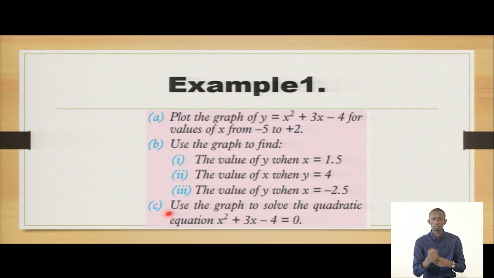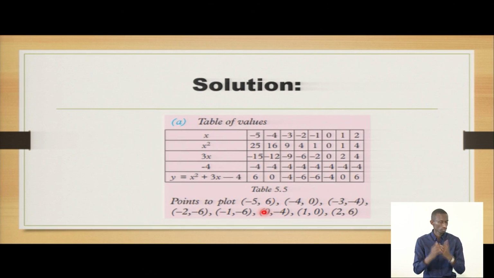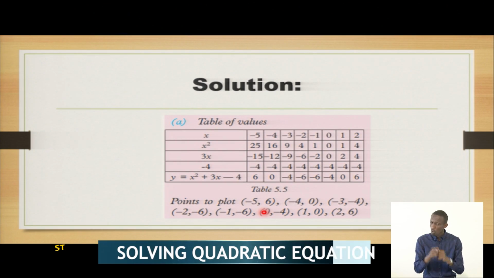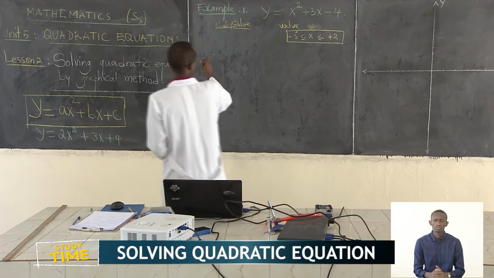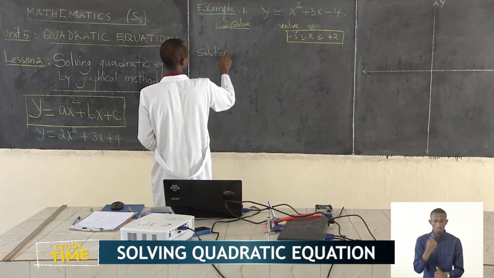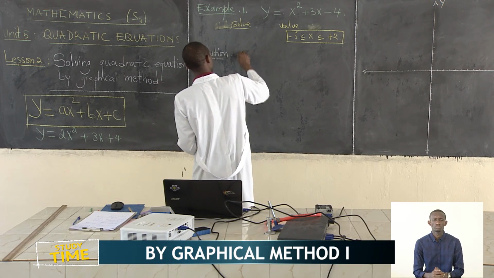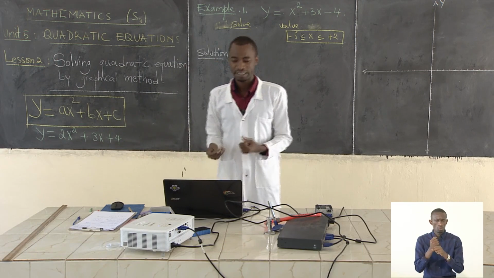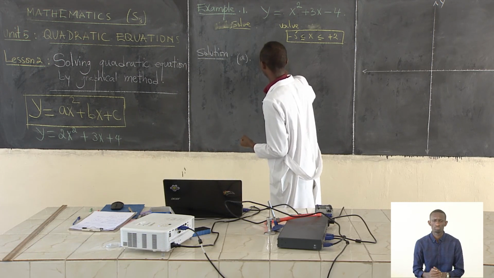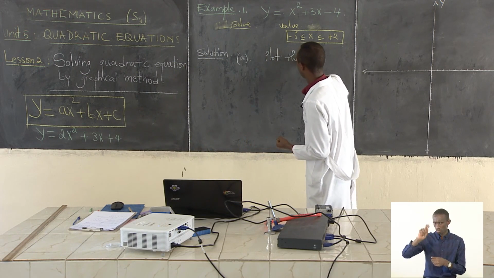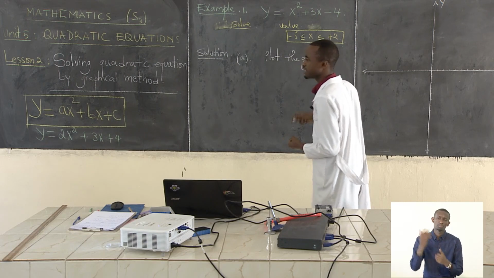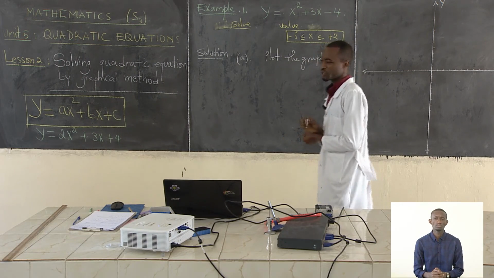And number C, we will use the graph to solve the quadratic equation. Of course, that graph, we will actually use it to solve, to see the values of them. Now, the first thing you do when you're solving a quadratic equation, if we look at the solution, so we need to solve that, we are going to work on number A. It was to plot the graph of that equation.